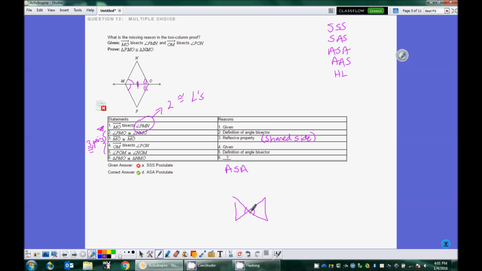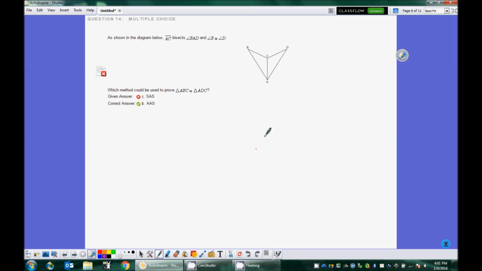Another thing that's popular with these, go ahead and mention, if you ever get a triangle, make a bow tie, you're going to have vertical angles used as well. That was the last example.